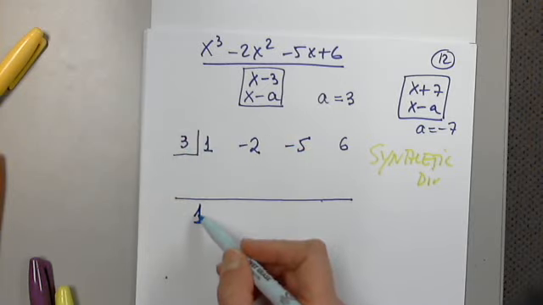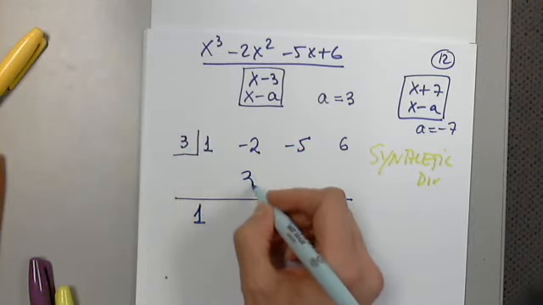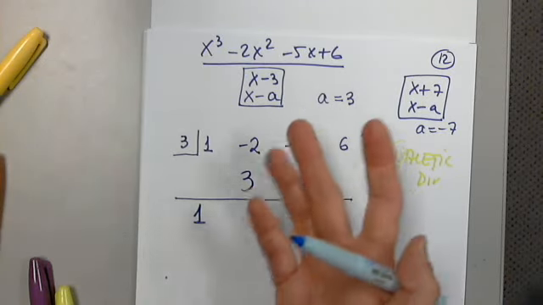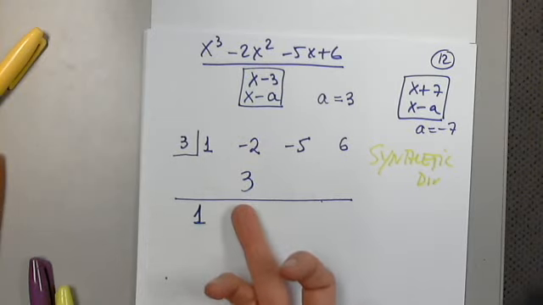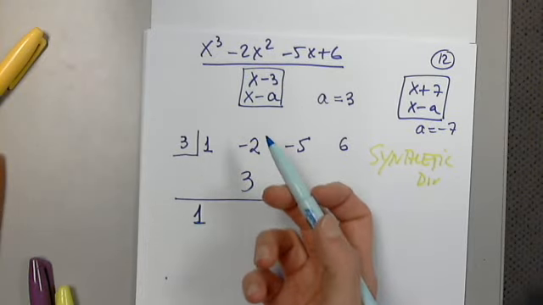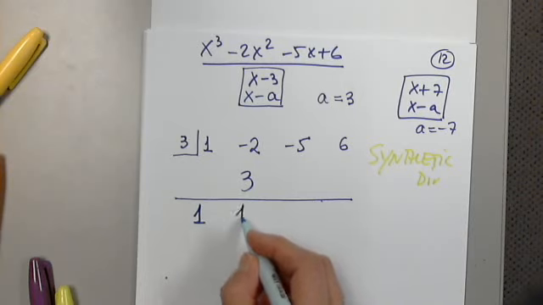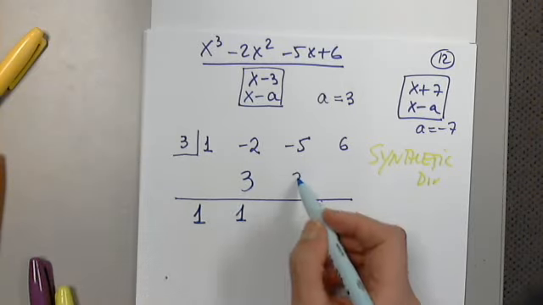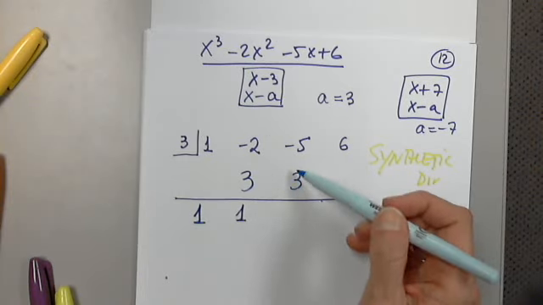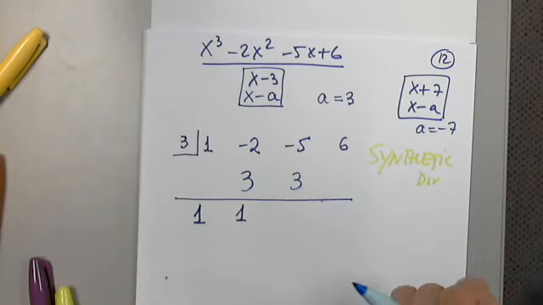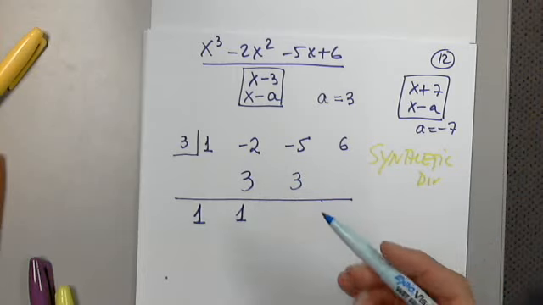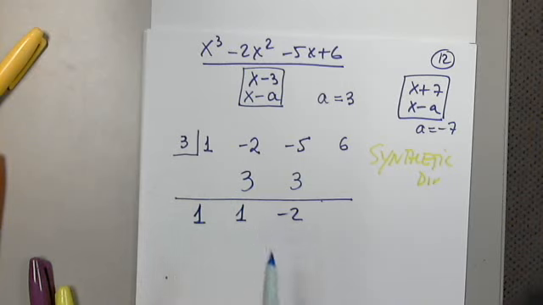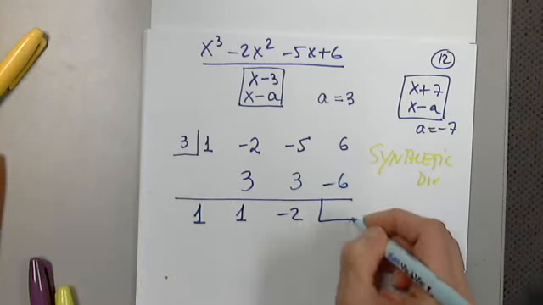3 gets multiplied by 1, and the answer gets written under the next coefficient in line. So 3 times 1 is 3. We perform the operations we see. -2 plus 3 is 1. I continue in the same way. 3 multiplied by 1 is 3, and I write it under the next coefficient. I perform the operations I see. -5 plus 3 is? Final step, 3 times -2. -6. And here's the box.